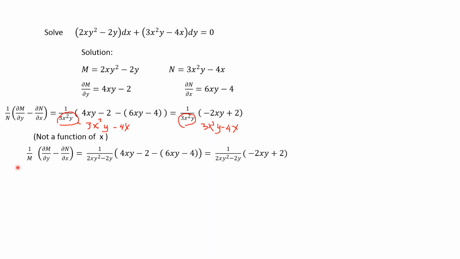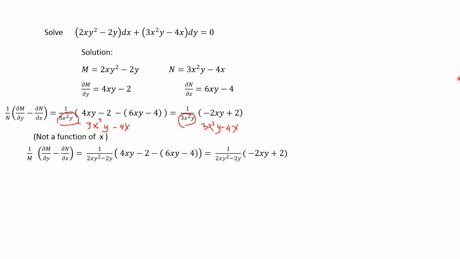Let us check now 1 over my minus nx. That is 1 over 2xy squared minus 2y times 4xy minus 2 minus 6xy minus 4. That gives you 1 over 2xy squared minus 2y, and 4xy minus 6xy is negative 2xy, and then negative 2 minus 4 is plus 2.